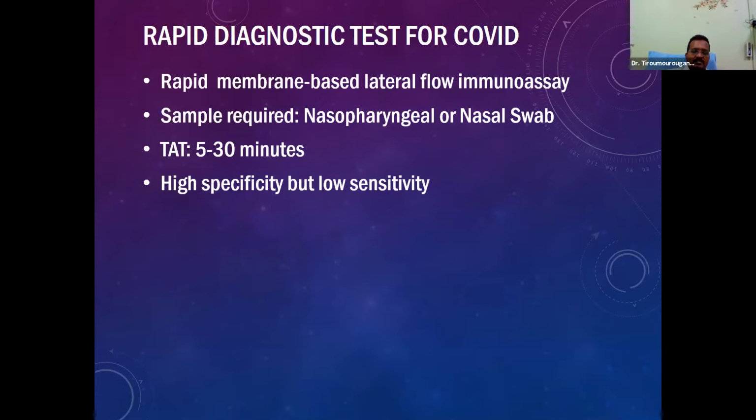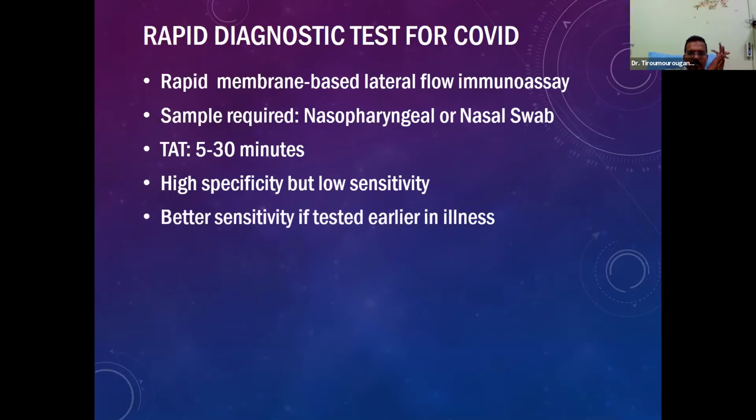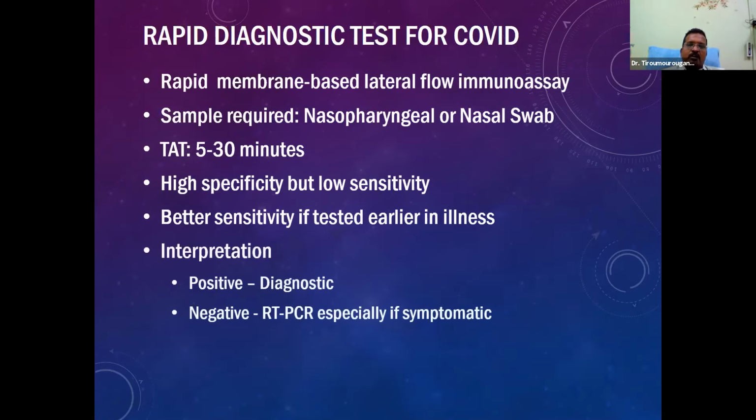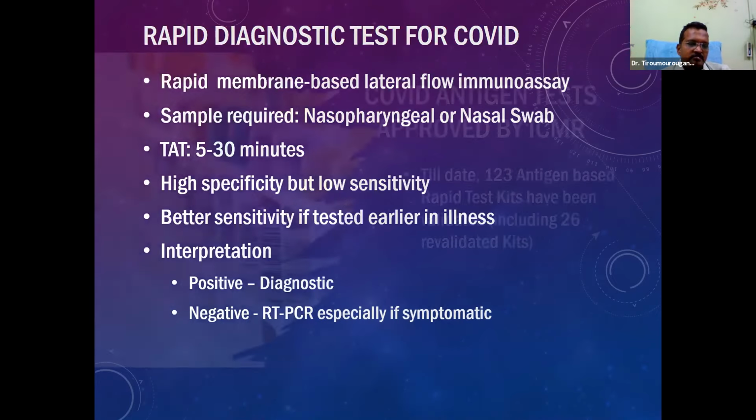So what we are basically trying to say is if our RAT is positive for COVID, then this child has COVID. But if it's negative, we cannot say the child does not have COVID. Okay, so if the child comes with a negative RAT, we need to think of doing an RT-PCR, particularly if the child is symptomatic.